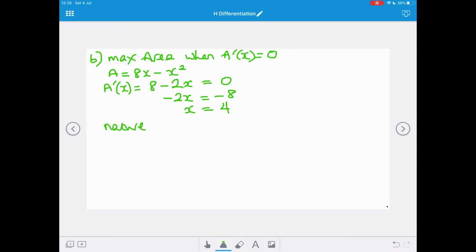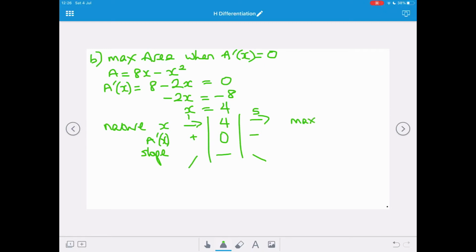Now we have to do a nature table, because we need to explicitly show that this is a maximum turning point. So we need to look at the numbers before 4 and after, and consider the derivative and the slope. When x equals 4, the gradient is 0. If we consider 1, before 4, we'll have a positive gradient, so our slope is going up. And if we consider 5, we're going to have a negative gradient, so our slope will be going down. So we've demonstrated that we have a maximum stationary point. So the maximum is at x equals 4 centimetres.